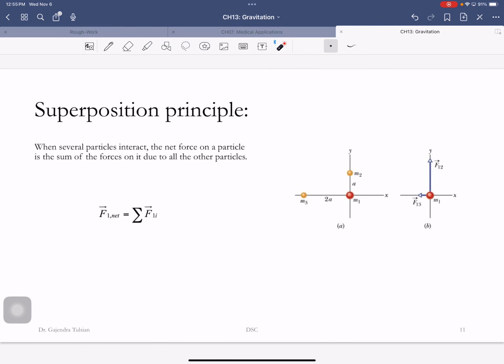The superposition principle, we've seen this before. If you have multiple objects, the force on this guy due to that one is in that direction, the force on this guy due to this one is in this direction. The net force on him is just the vector sum of these two forces.